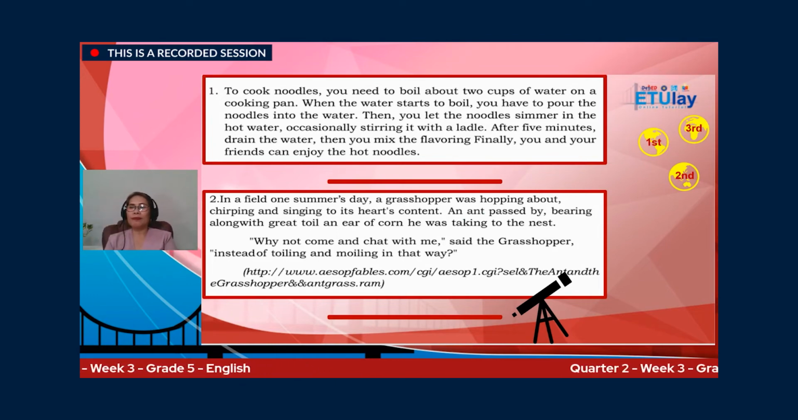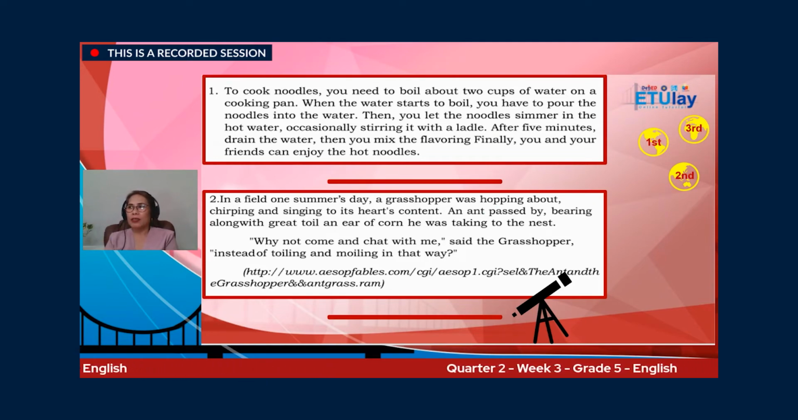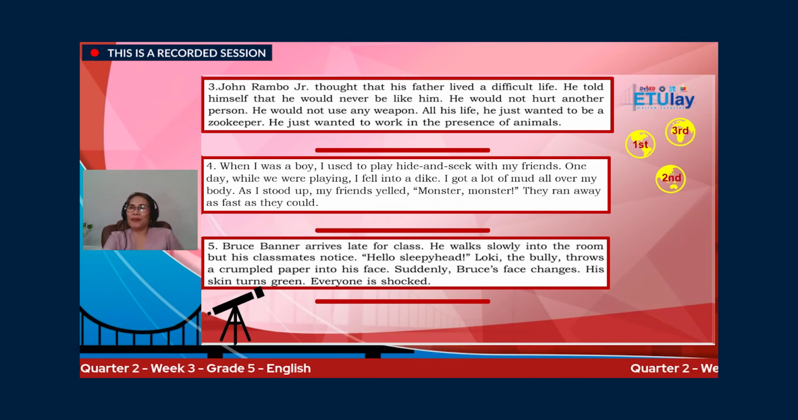Let's have number 2. In a field one summer's day, a grasshopper was hopping about, chirping and singing to its heart's content. An ant passed by, bearing along with great toil an ear of corn. He was taking it to the nest. "Why not come and chat with me," said the grasshopper, "instead of toiling and moiling in that way?" So what do you think is that? Okay, you just have to write down in your notebook, and let's have the third paragraph.